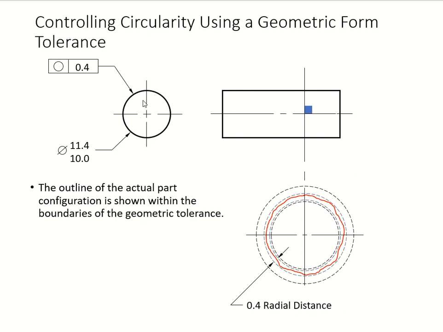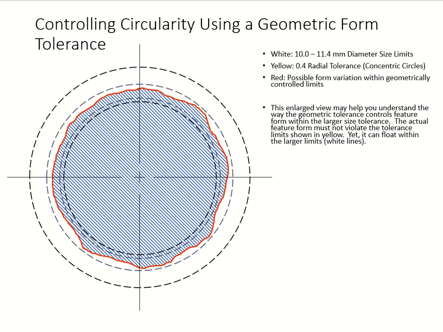Now we're going to put our part material right in here, which is this. You can see this little red one is within this 0.4 radial distance, which is controlled by this feature control frame. This frame will control that circularity, which is the feature of this circle, the form tolerance. Now we're going to make it really big so you can see that.